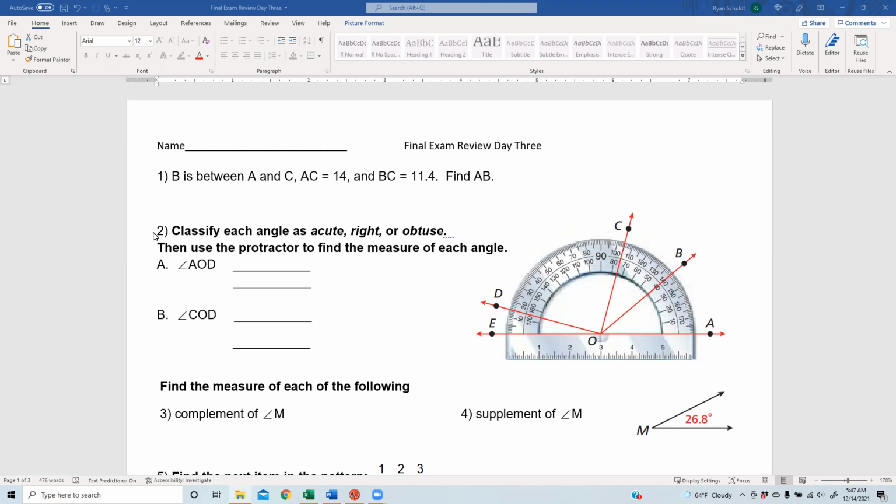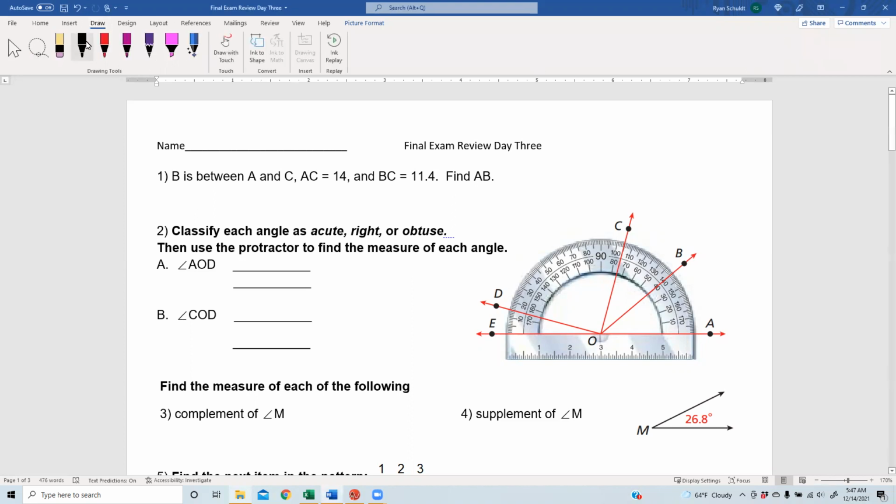So number 1, it says B is between A and C. This is a line segment problem. Draw a line. Quit being stubborn. Actually draw the line. B is between A and C. So A, C, B is just somewhere in between. I don't know where.